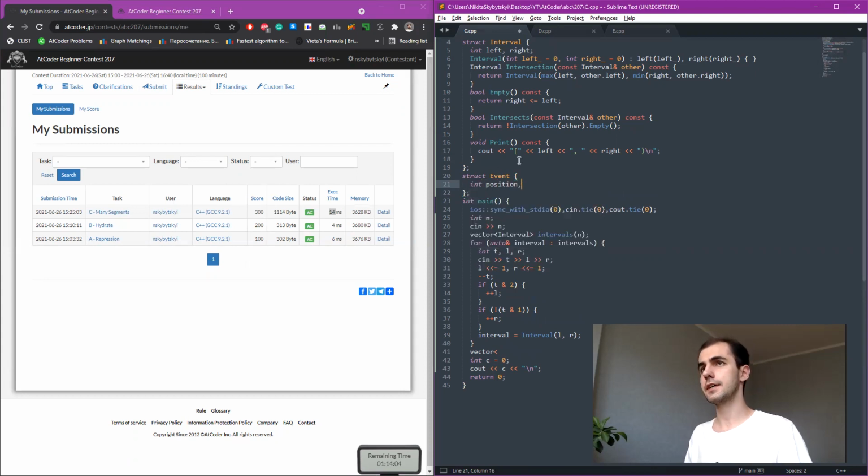So each event has a position, an index or any unique identifier of that event, and then it also has a Boolean value indicating if it's opening or closing. And I believe that we want to process opening events after we processed closed events because our intervals are half opened.